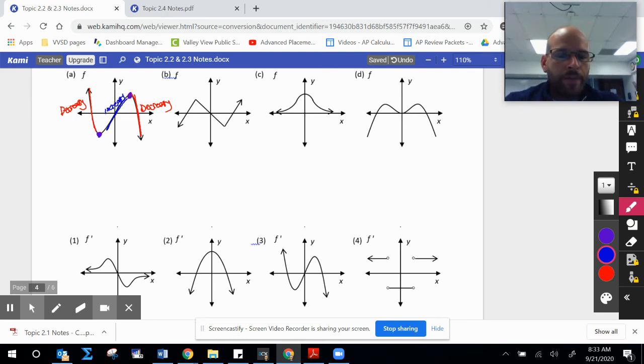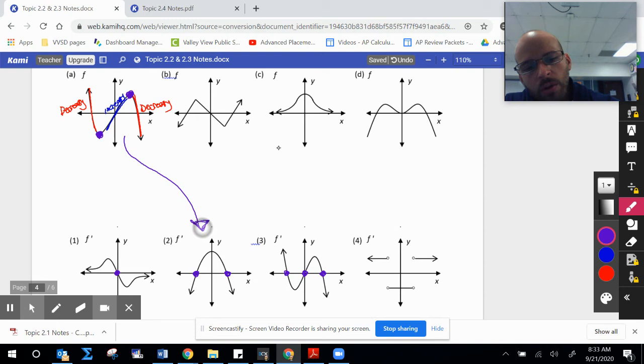So I need to find a graph that hits the x-axis 2 times. Why 2 times? Because I have 2 little extrema here, and those are on a smooth curve, which means that they're going to be 0 slopes. So if you look, my first graph only has 1 x-intercept. That's no good. This has 2, so that's a possibility. Number 3 has 3 x-intercepts, and number 4 doesn't. So just based off of that, I know that these two would have to go together.